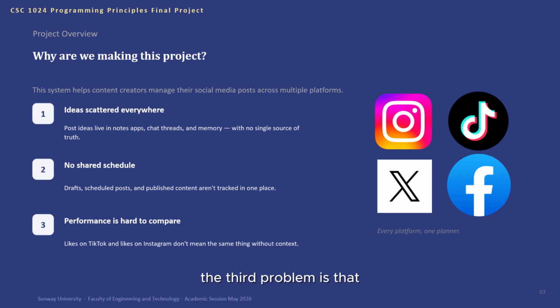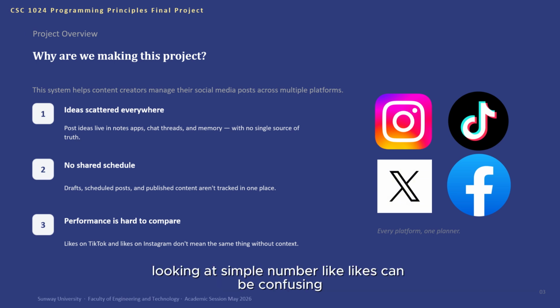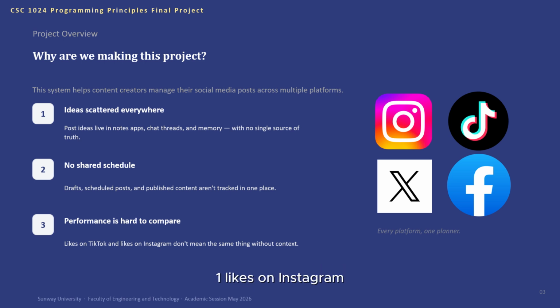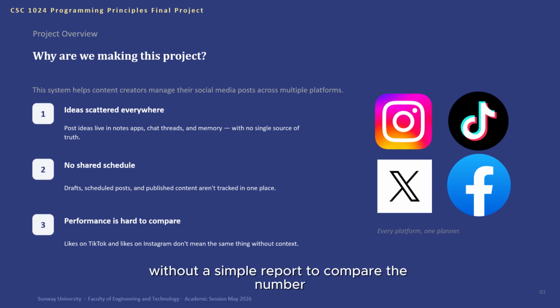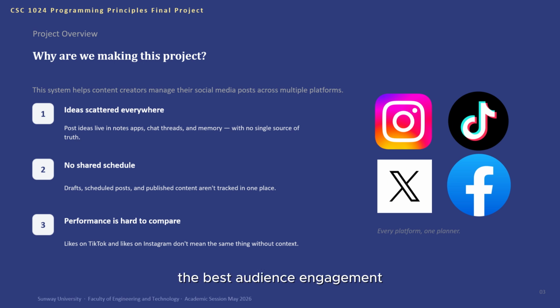The third problem is that it is hard to compare post performance across different platforms. Looking at simple numbers like likes can be confusing because one like on TikTok is very different from one like on Instagram. Without a simple report to compare those numbers side by side, creators cannot easily tell which platform brings the best audience engagement or which type of post works best.